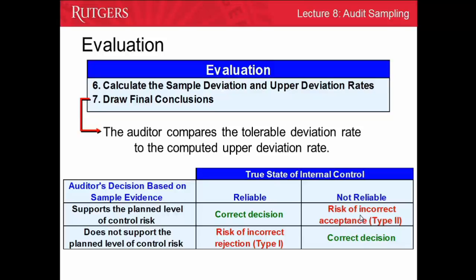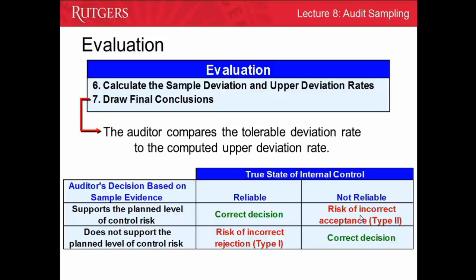If the evidence supports the planned level of control risk and the internal control is not reliable, the auditor will have incorrectly accepted the control as effective and over-relied on internal control. It's a type 2 error. This results in the auditor establishing detection risk too high and leads to a low level of evidence being gathered through substantive procedures. Thus, the auditor's risk of not detecting material misstatement is increased. This can lead to a lawsuit against the auditor.